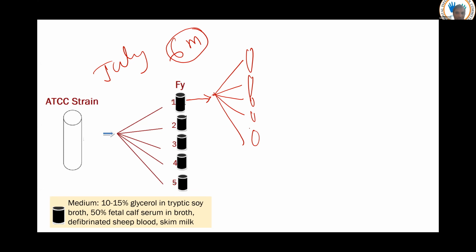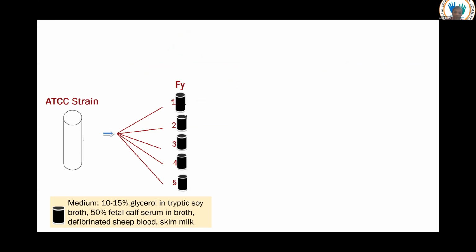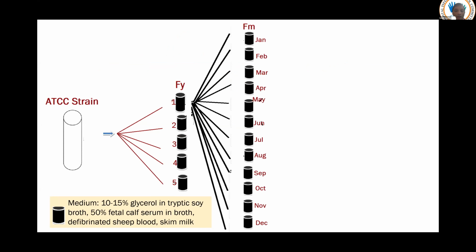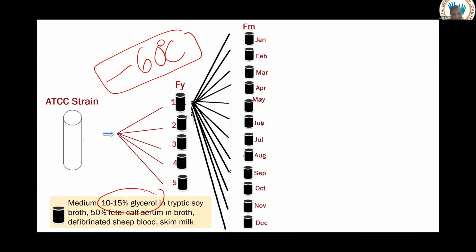And the next January, January 2021, for the second year you can remove a QC strain from the deep freezer, from the minus 60, and from there you can make 12 subcultures representing the 12 months. These are called monthly subcultures. Monthly subcultures also need to be kept at minus 60 degrees centigrade, and they also need to be prepared in the same medium.